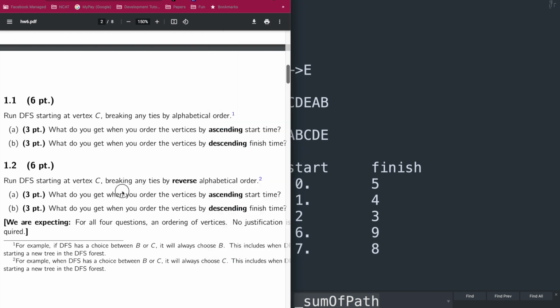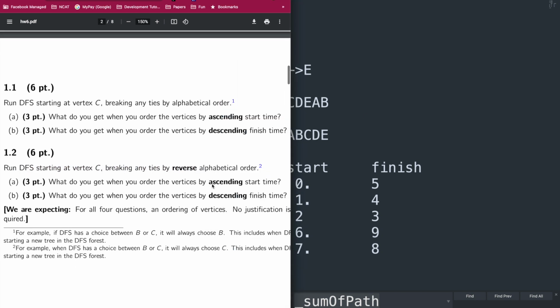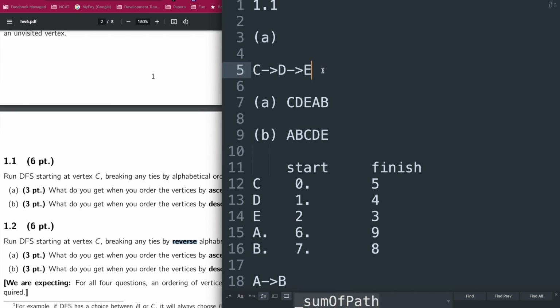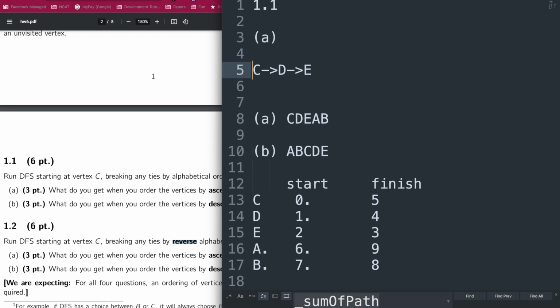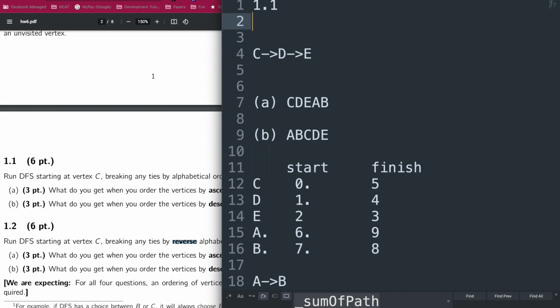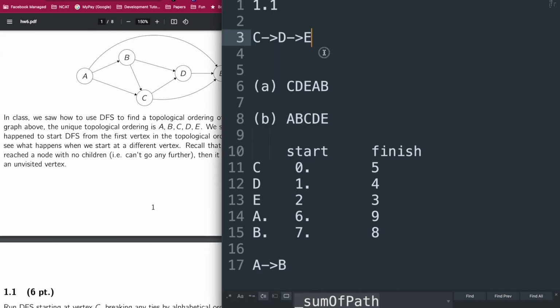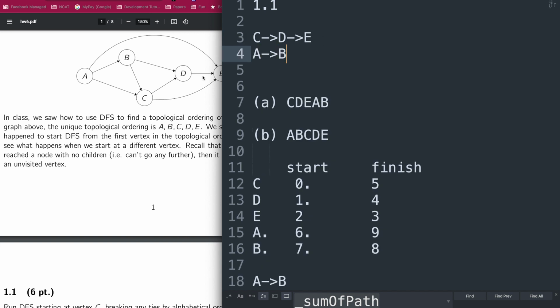Cool. So that's basically question 1.1. This is how you do it. And question 1.2 asks for the exact same thing, except you are going to do it in reverse alphabetical order, right? So if you remember, for part 1.1, we ran DFS C, D, E. So we went C, D, E, and then we had to pop back out to A and went to B, right? So that's how DFS ran, and that's how we got all these start and finish times.